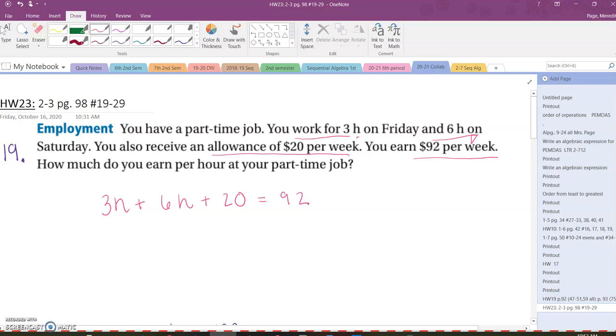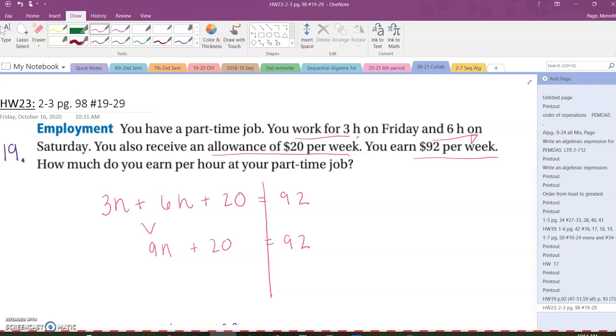So now we have a multi-step equation. You'll notice that there's no parentheses, so I don't need to be distributing. There are like terms. You see that 3h and that 6h that are on the same side? You need to combine those. So 3h plus 6h is 9h. Then I brought down everything else because I haven't touched it yet.